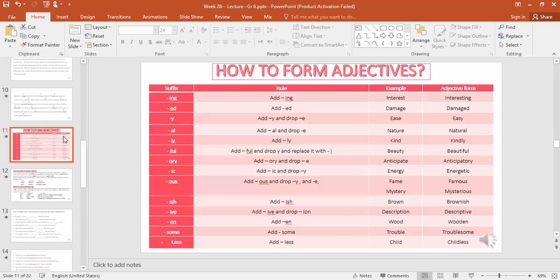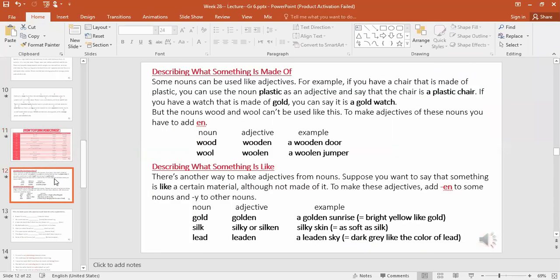We talked also about the forms of adjectives. How to form an adjective. And we said we add suffixes to the verbs in order to form adjectives or to the nouns. And we also did an exercise concerning this. There is one thing that I skipped yesterday, which is a very important part. I will explain it now, and then we're going to move directly to the last part of the lesson.